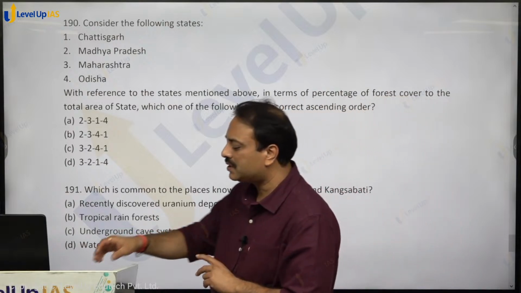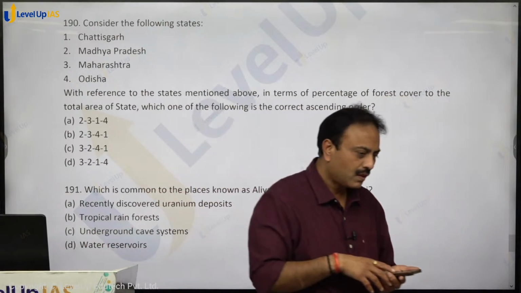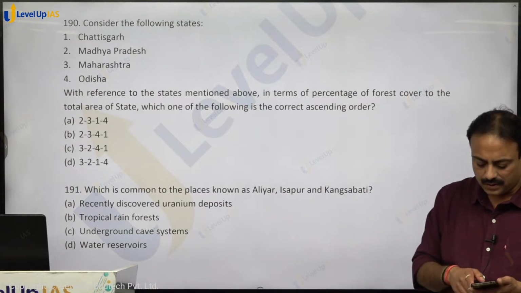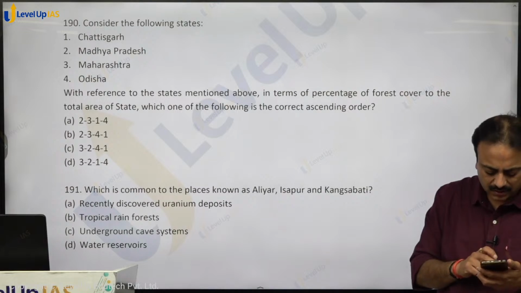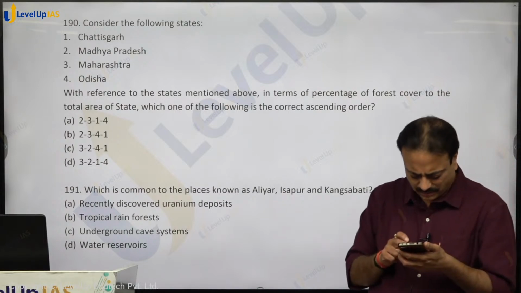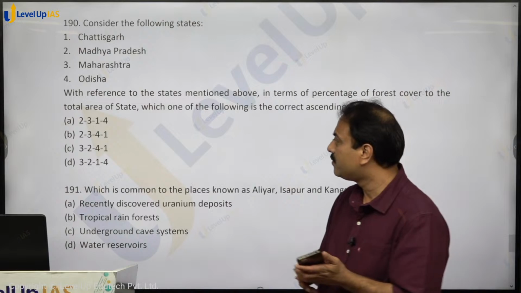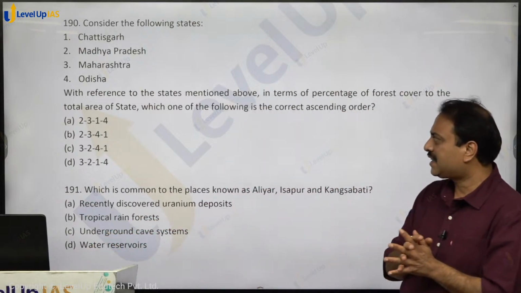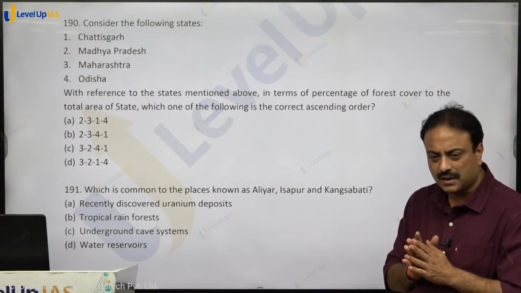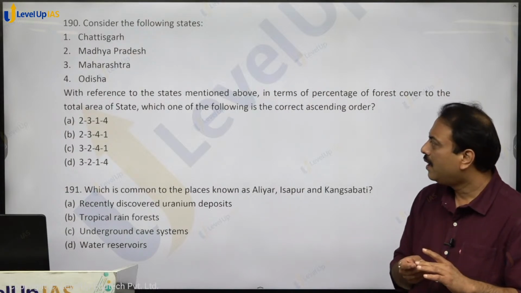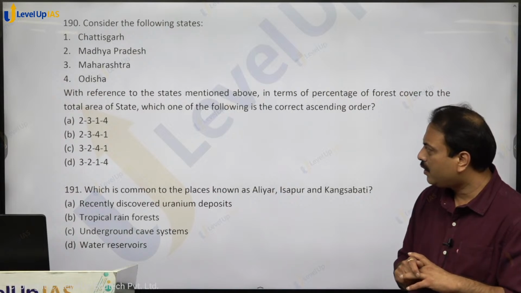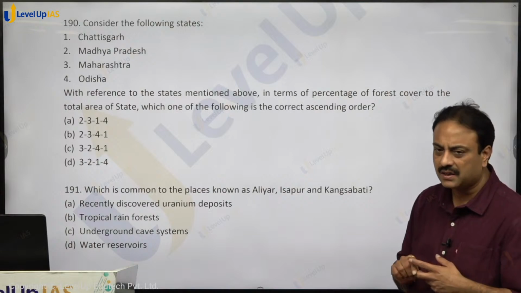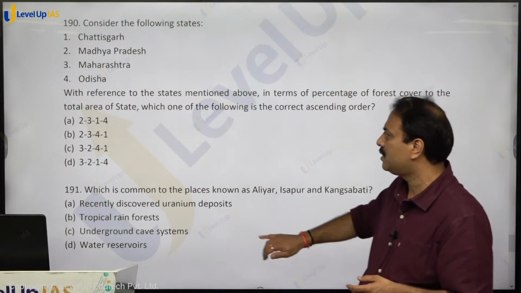Now these type of questions are as per the forest report only. So what will be the answer over here? I will have to check. It's Maharashtra, Madhya Pradesh, Odisha, Chhattisgarh. 3, 2, 4, 1. Option C, C for cat, is the answer to this particular question.